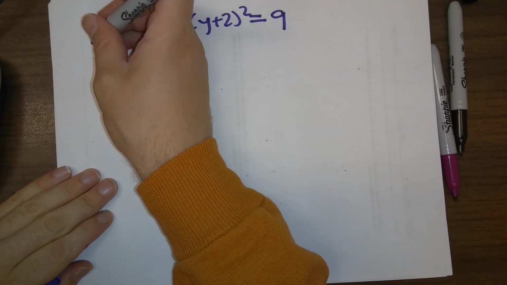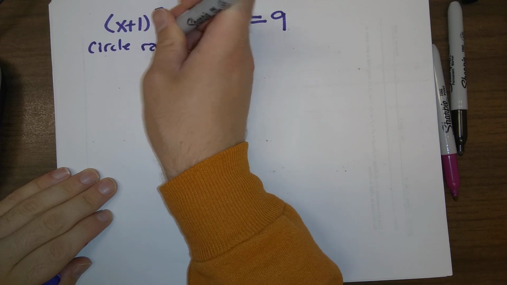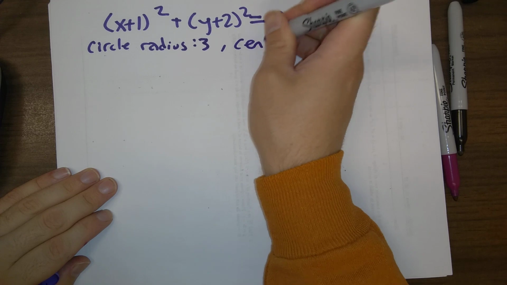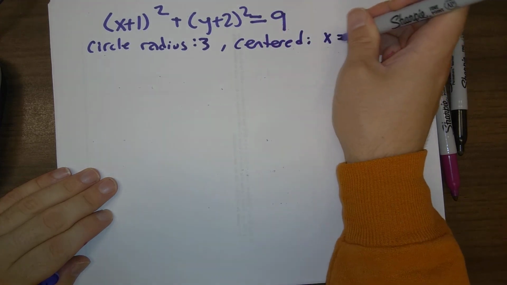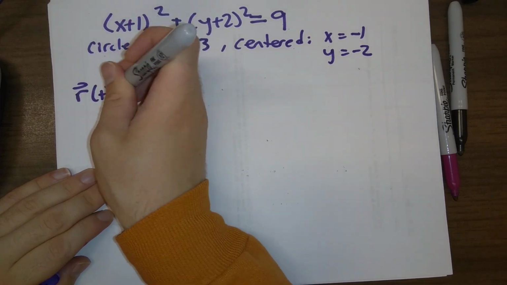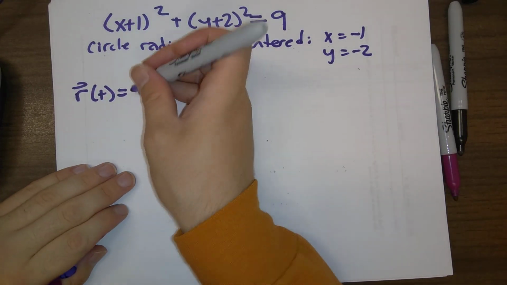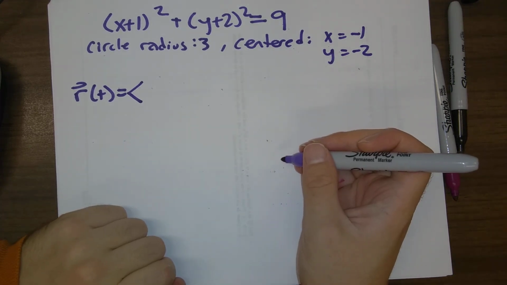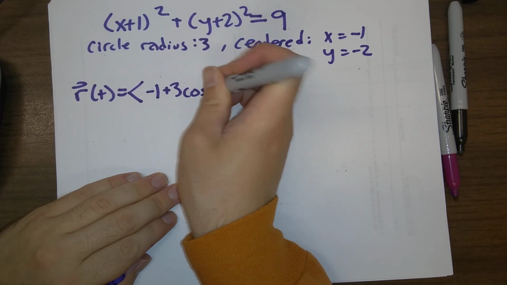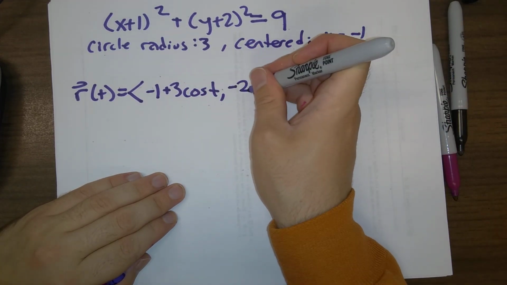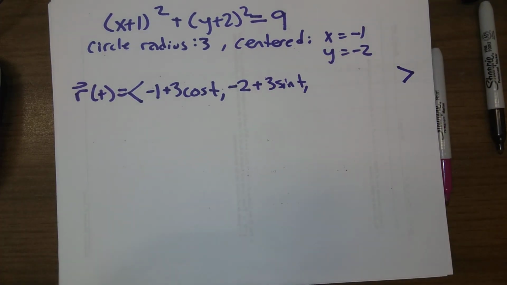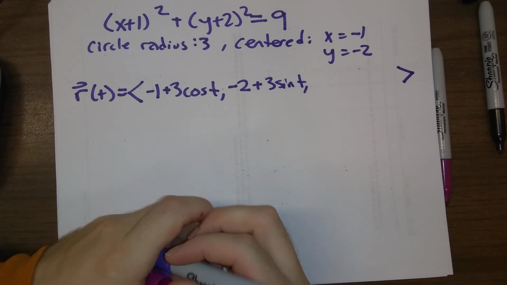And so circle radius 9 is 3 squared, centered x is -1, y is -2. We'll talk about the z in just a second. So r of t is going to be -1 plus 3 cosine t, and y is going to be -2 plus 3 sine t. And then the last thing for us to do is, what is z?